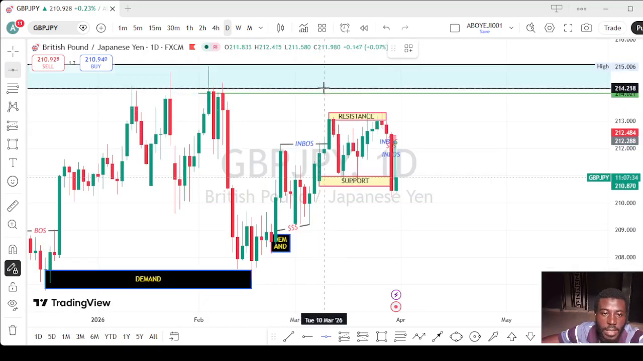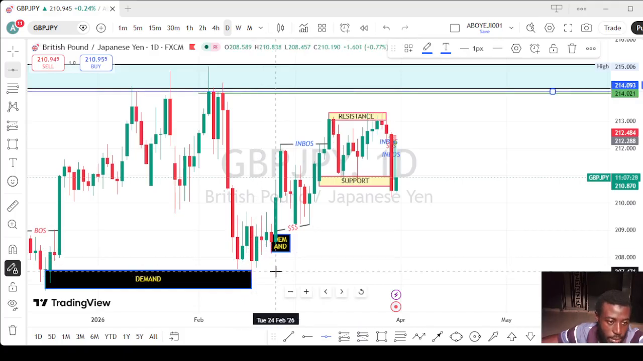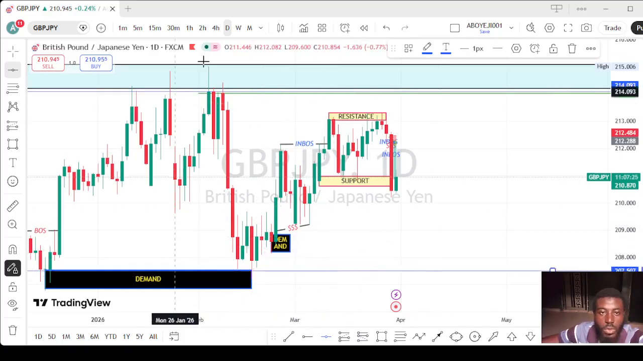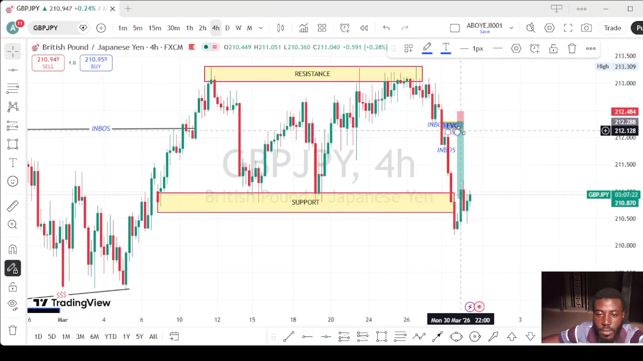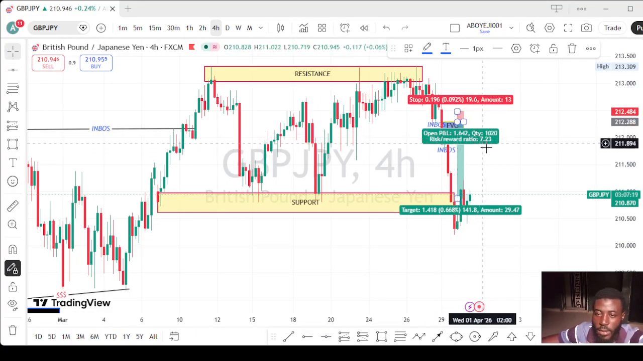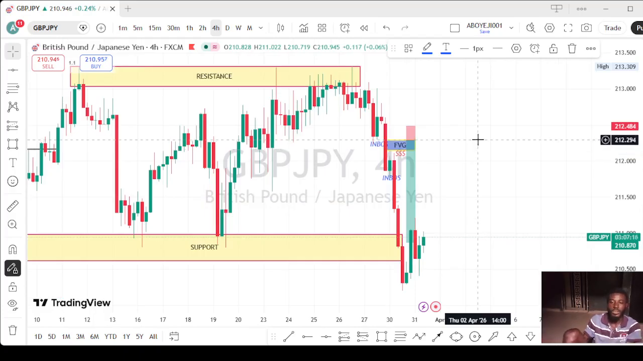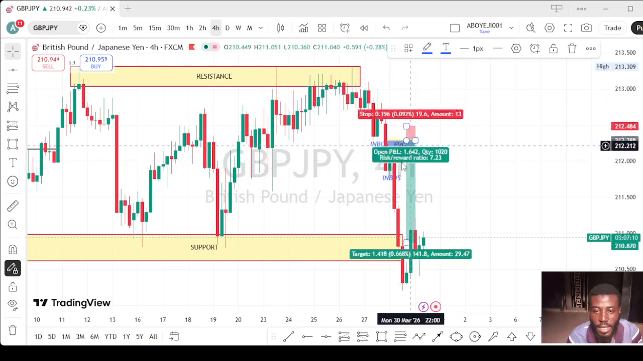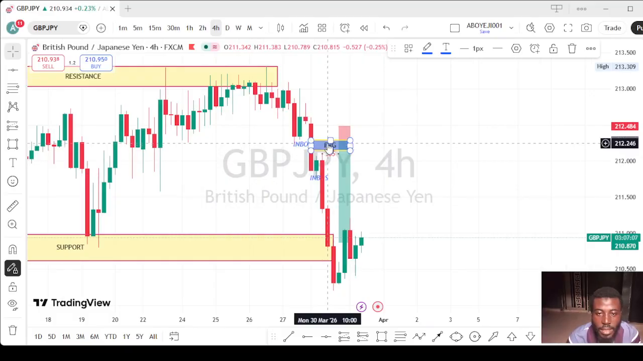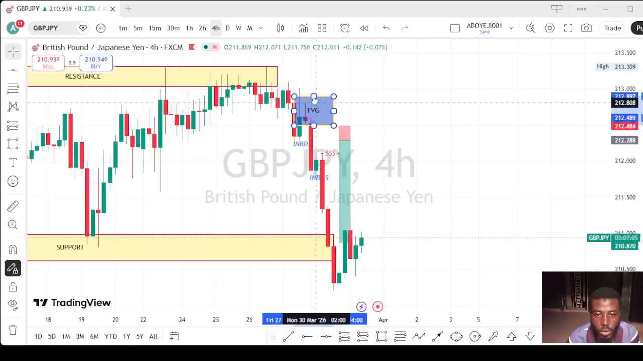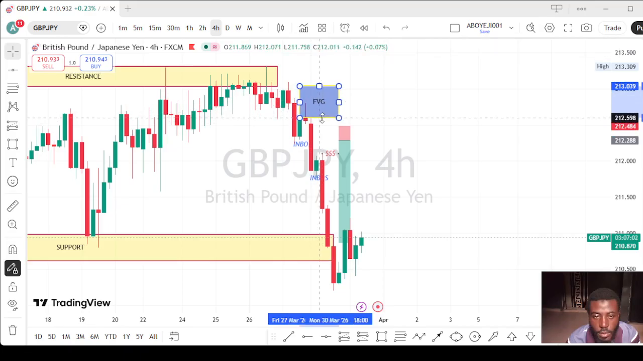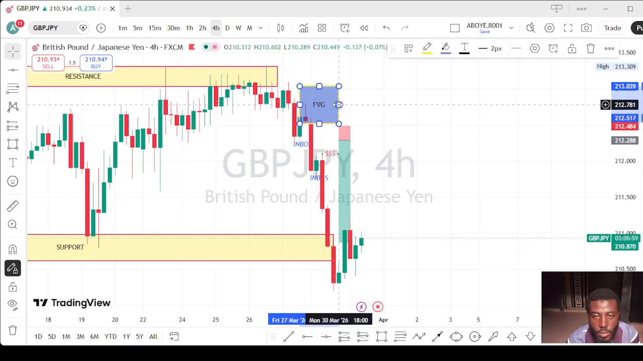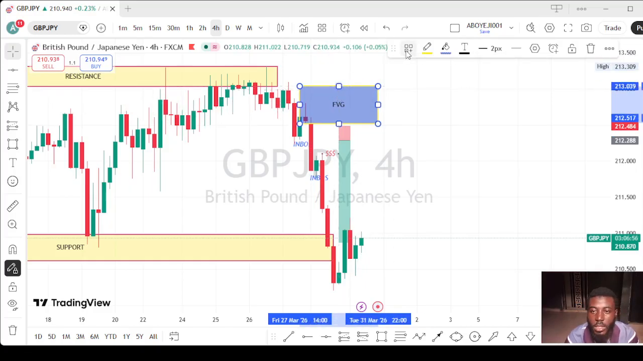This is what we are seeing on the 4-hour time frame. Now we are in a downtrend. As for me, we are in a downtrend. Let me tell you something. This is the break of structure here. This is the 4-hour supply, where we are selling the market.